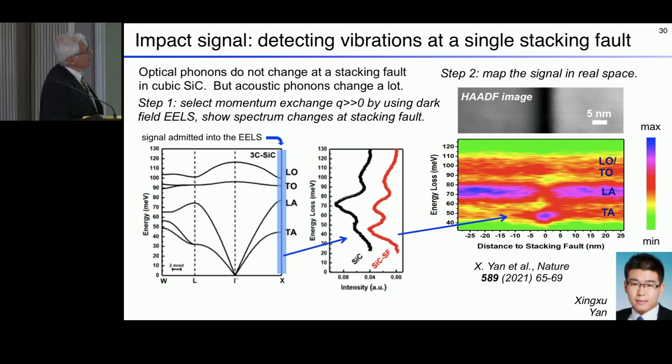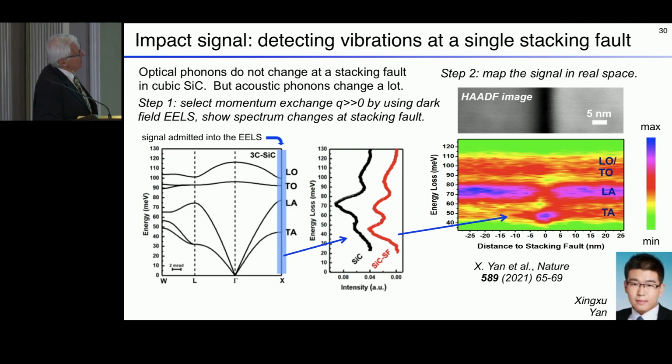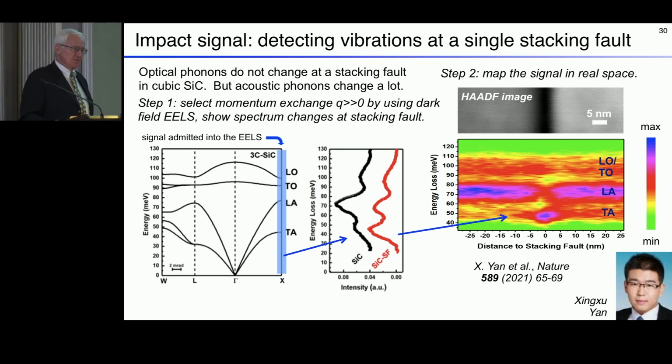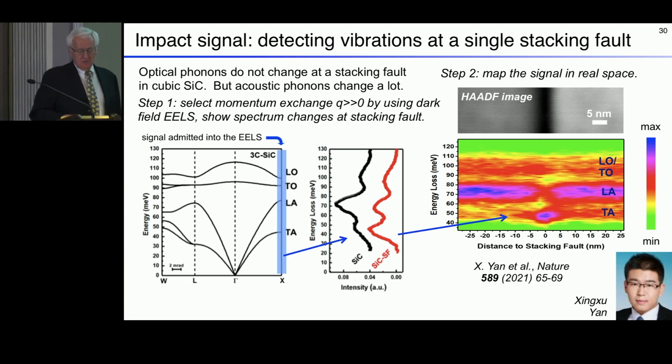And interestingly enough, it's not 100% symmetric. So there's stronger depletion on the right side. This LA vibration band comes in a little bit more strongly close to the stacking fault, and the transverse acoustic phonon is very much enhanced, and the energy changes a little bit at the stacking fault. So for the first time, there's no other technique that we know of, we can look at vibrations at individual defects, individual structural features in materials.